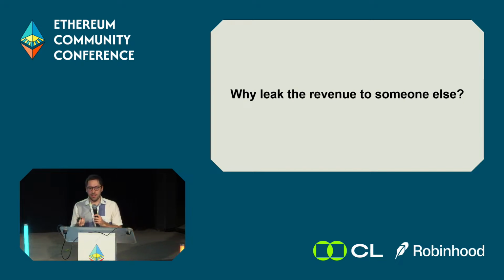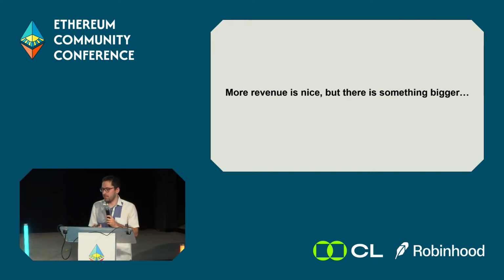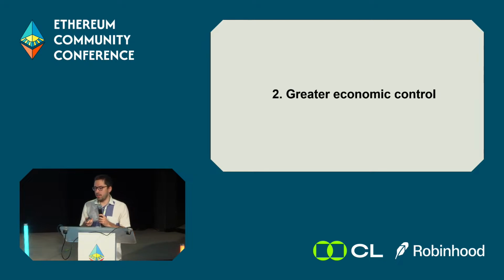And if you're an app chain, you might be thinking, why leak the revenue to someone else? Why would you pay millions of dollars to another group for the privilege of hosting a chain when you can host one yourself much, much more cheaply than the gas fees would cost you? And more revenue is nice, gas subsidies are nice, but there's something bigger here too about why groups are pursuing app chains. The second major reason, in addition to the revenue available, is greater economic control.